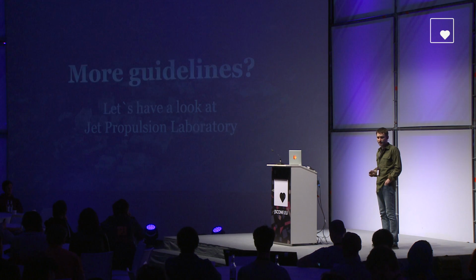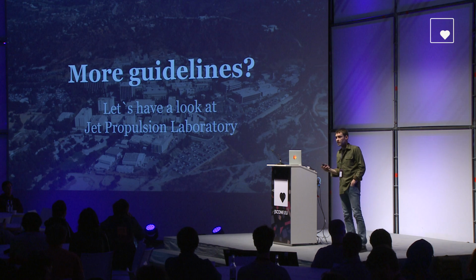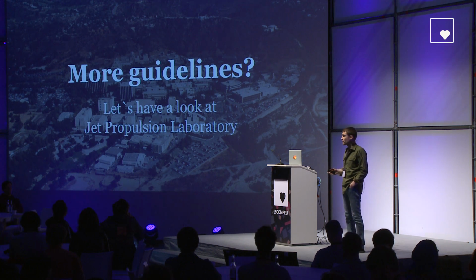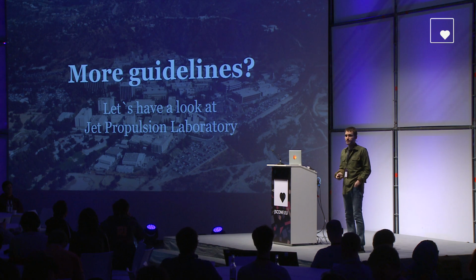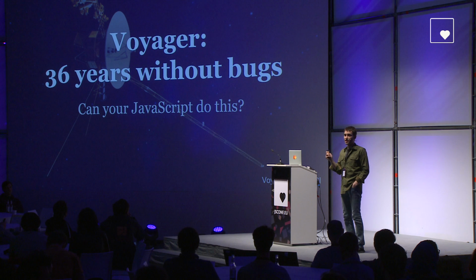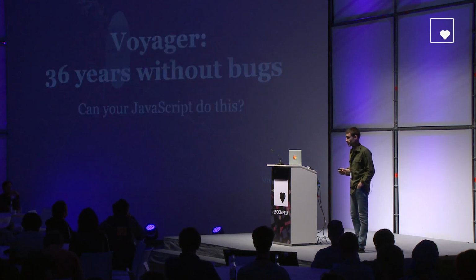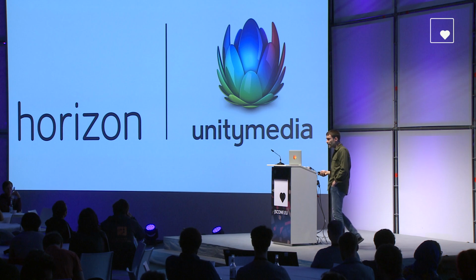Let's have a look at the Jet Propulsion Laboratory. It's a NASA branch, which works on projects like the Curiosity Mars rover, right? And the Voyager. And the Voyager is amazing, because it's been flying in deep space for 36 years without any bugs. Can your JavaScript do that? 36 years. No, but then we had a similar problem.